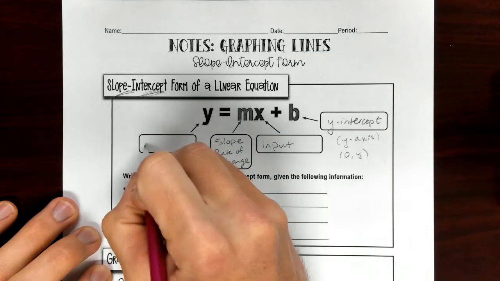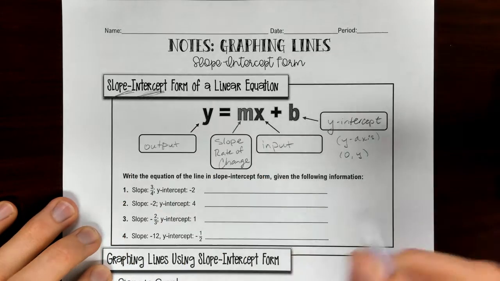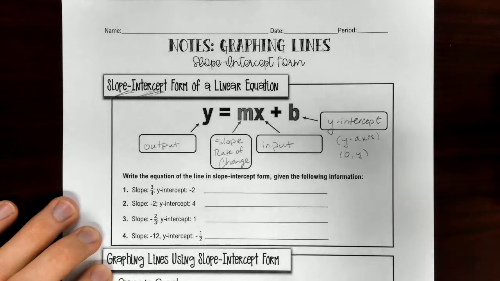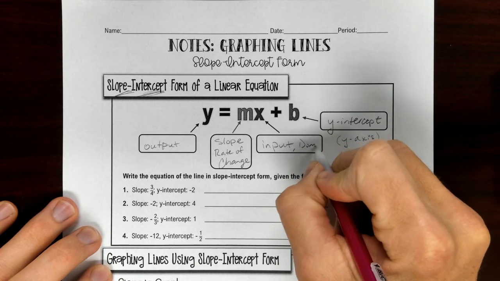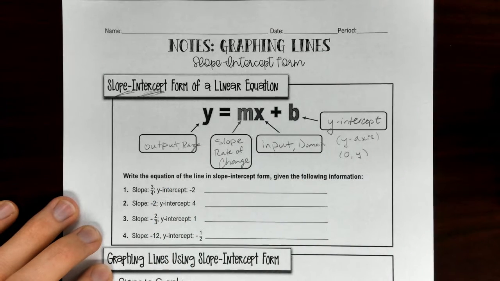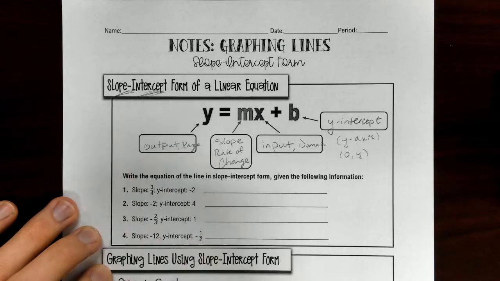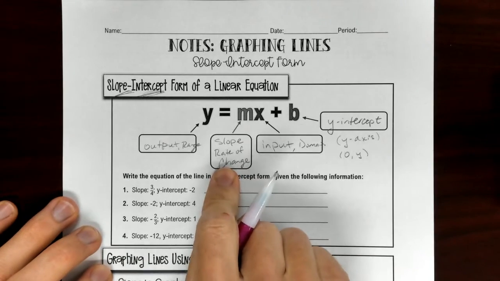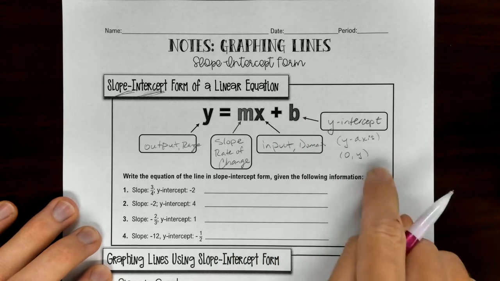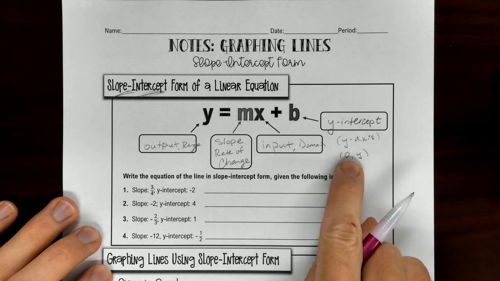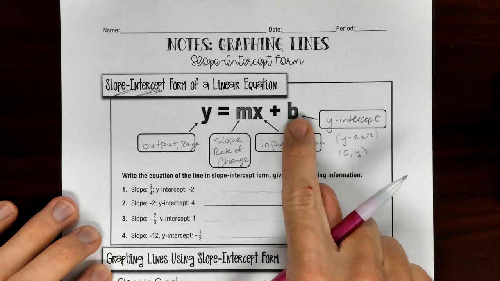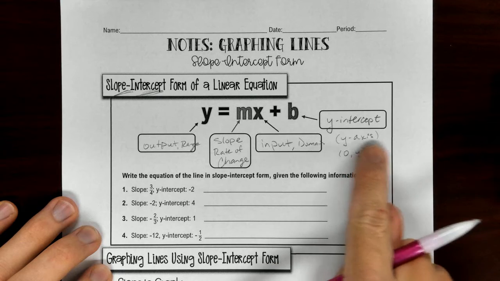Your x is your input, and y is your output. So x is what we're putting in, y is what we're getting out. We could also say that x is the domain, and y is the range. So we call it the slope-intercept form because m is your slope or your rate of change, and b is your y-intercept, where it crosses the y-axis. Your point will be 0, y, or I guess I could say 0, b, because that number is how much you're going up or down on the y-axis.